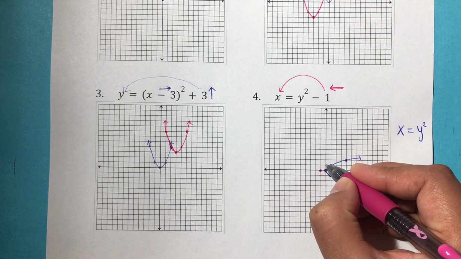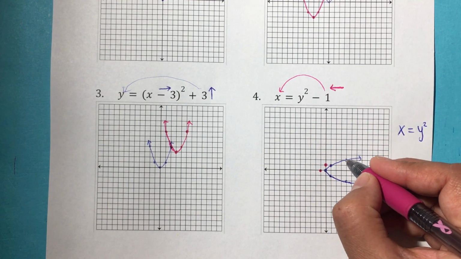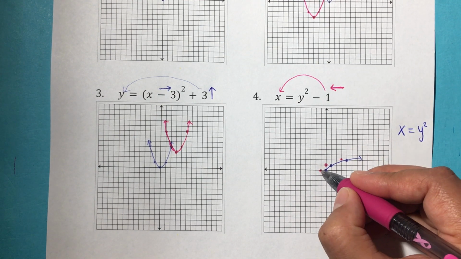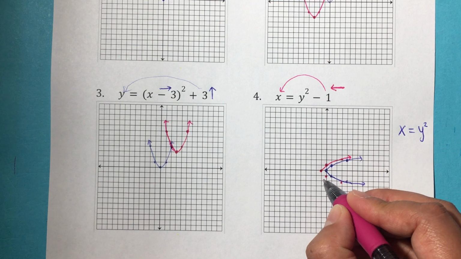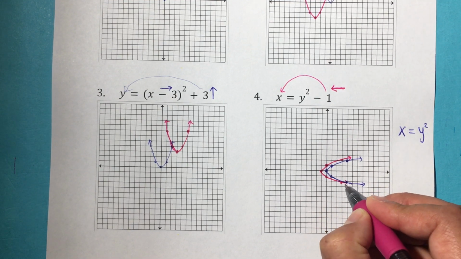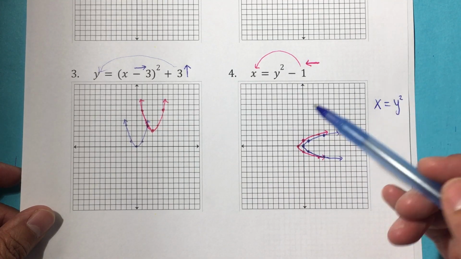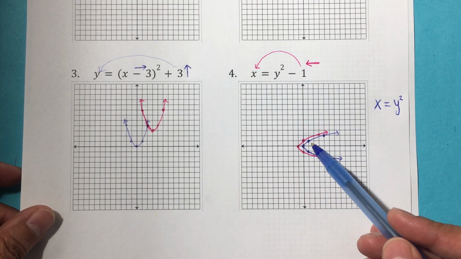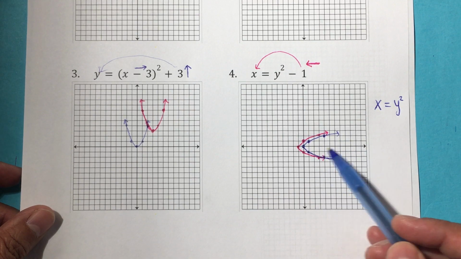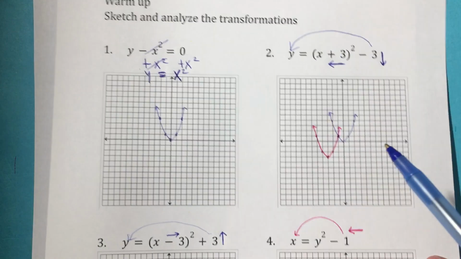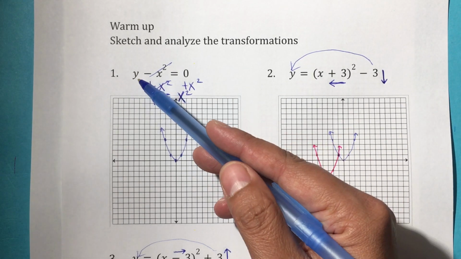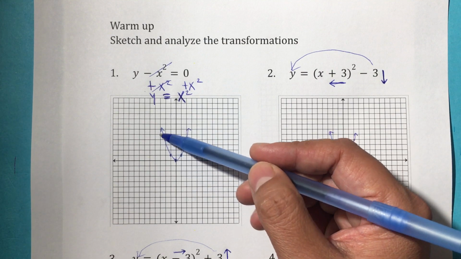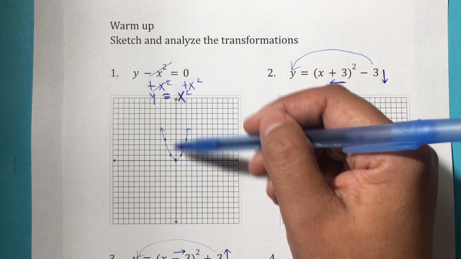So right there, and it's only one space, minus 1, right there, this 2, and this one as well. And so that's our new transformed graph. And so before we continue, just a reminder that when x is isolated and y is squared, then the parabola will hug the x-axis. But when you have the y isolated and the x is squared, then that's when the parabola hugs the y-axis.